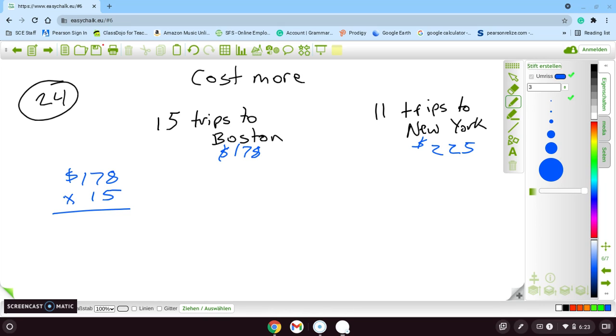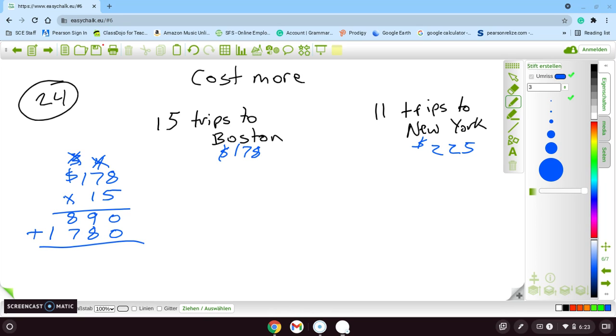So 5 times 8 is 40. Regroup my 4. 7 times 5 is 35, plus 4 is 39. Regroup my 3. 5 times 1 is 5, plus 3 is 8. Put in your placeholder. Get rid of your regroups. 1 times 8 is 8. 1 times 7 is 7. 1 times 1 is 1.